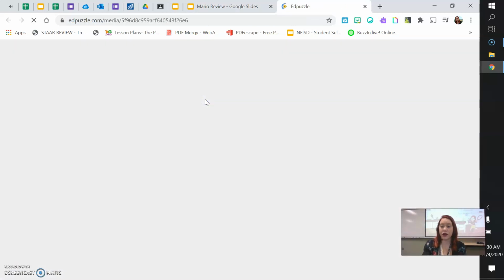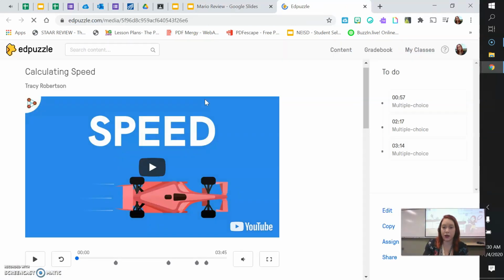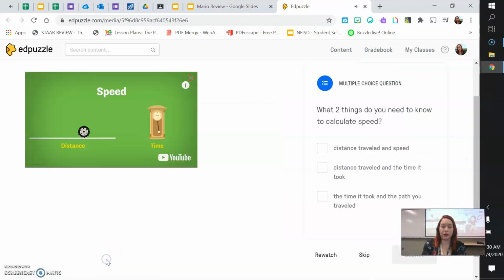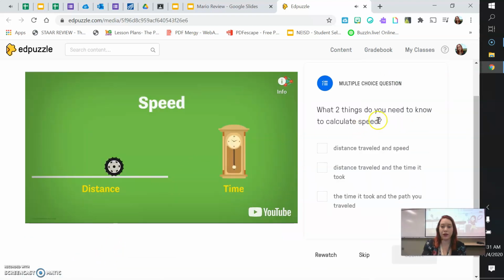These videos are Edpuzzles, so they're going to ask you questions, so pay very close attention to the video so that you can answer the questions. So you'll hit play, and then when it gets to a question, it will stop, and then the question will come up here on the right side. It tells you if you got it correct or not.